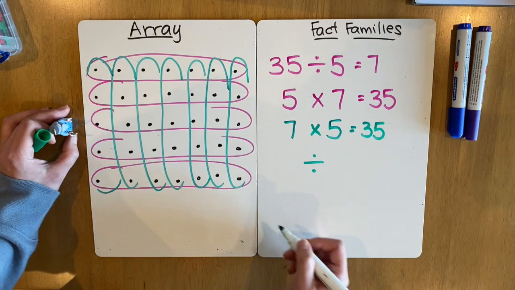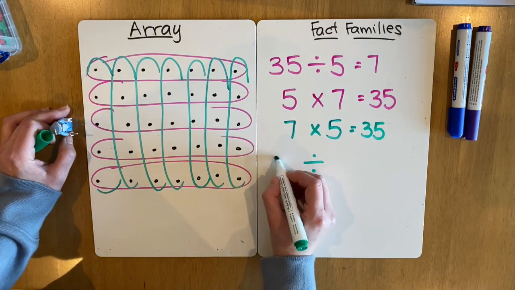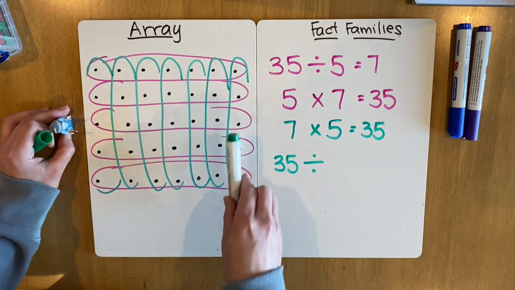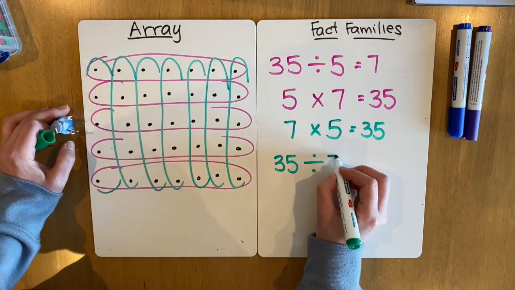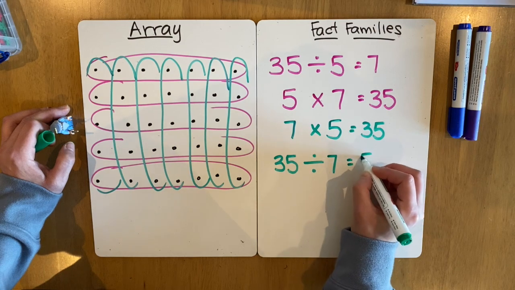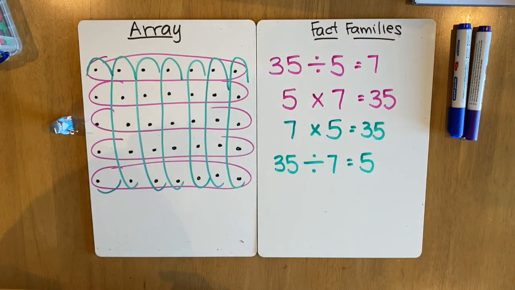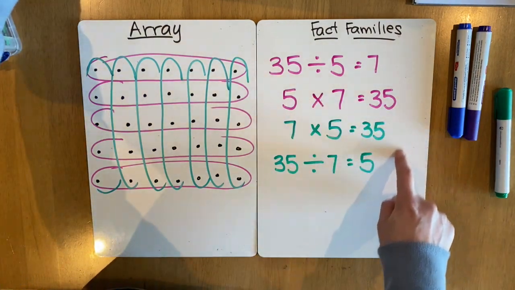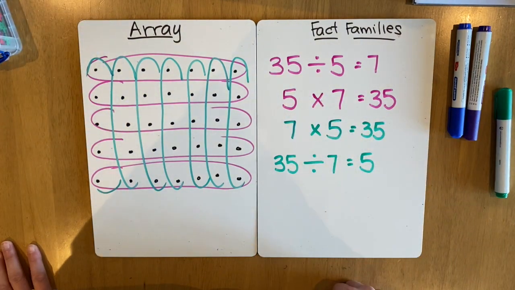And what is the division number sentence? We've got 35 altogether, shared between how many groups? We've got 7 groups with 5 in each group. This was a lot trickier. Starting with division and writing out the fact families is a bit trickier than when you start with multiplication.